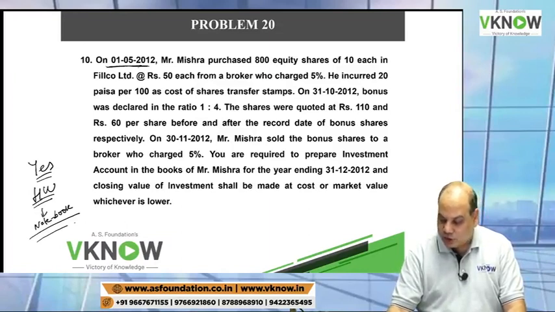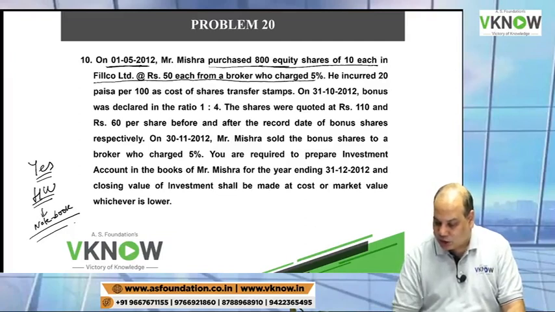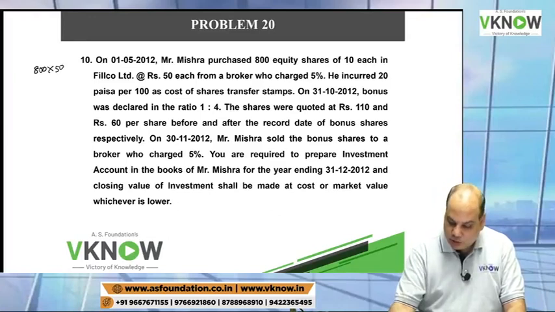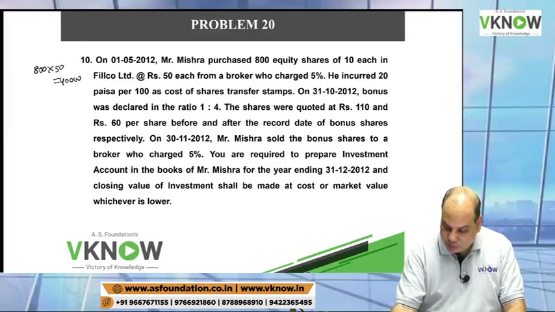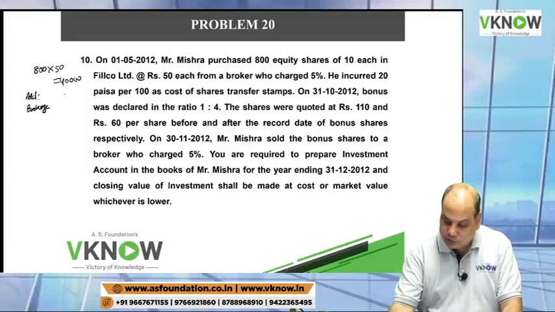On 1/5/2012, Mishra purchased 800 shares of rupees 10 each in Philco Limited at 50 rupees from a brokerage who charged 5%. So first we'll have to find out the cost of the share. 800 into 50. How much is 800 into 50? 40,000. And then you have to add brokerage also. So please guide me. How much will be brokerage? Brokerage is 5%. 5% of 40,000 will be 2,000.